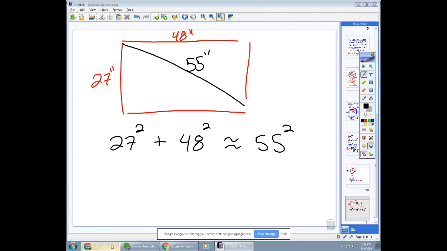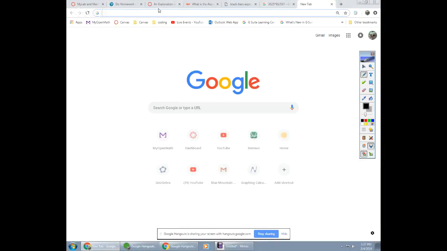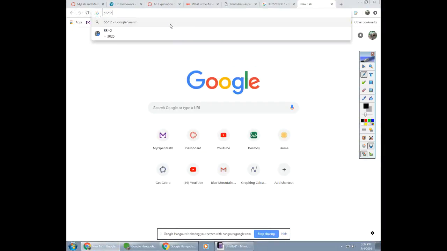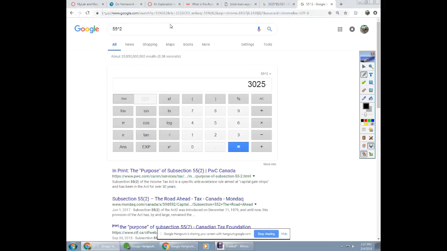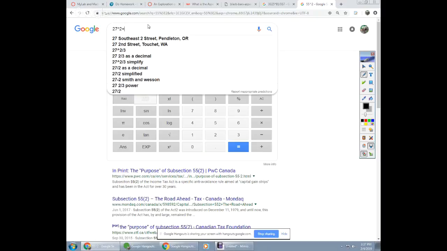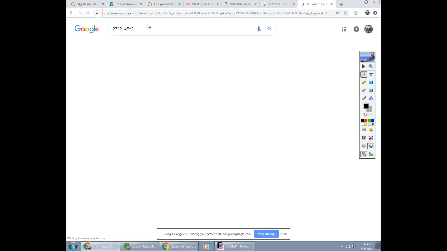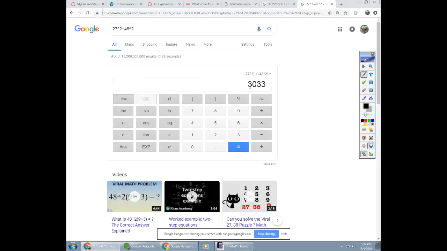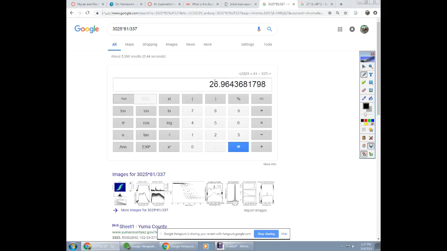So calculator, 55 squared, that was that 3025 we had earlier. And I want to compare that to 27 squared plus 48 squared. And that should be in the ballpark. So we're close, 3033 instead of 3025. Keep in mind that's a little high because I rounded the 26 up to a 27, right? And then the 48 came from that. So we're in the ballpark.